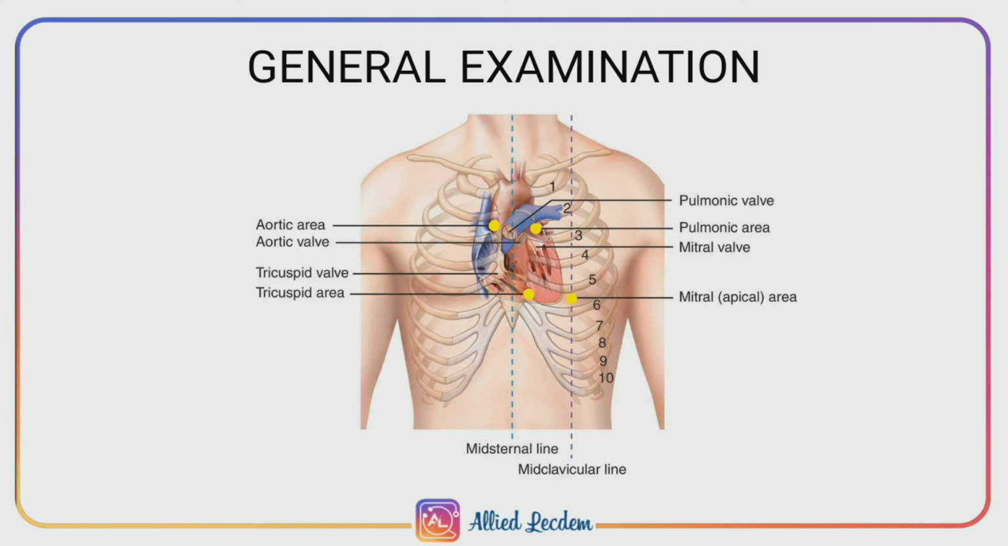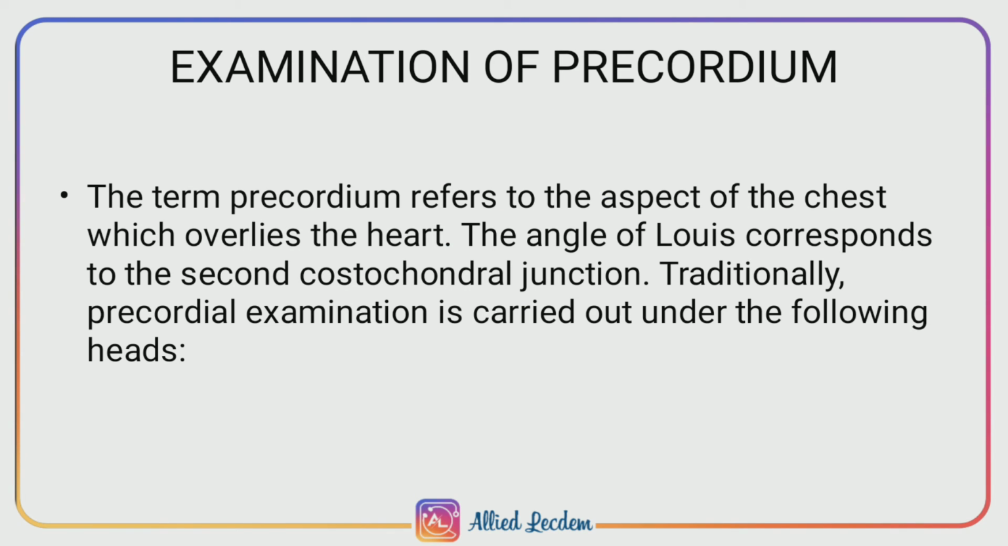General examination. Examination of precordium. The term precordium refers to the aspect of the chest which overlies the heart. The angle of Lewis corresponds to the second costochondral junction. Traditionally, the precordial examination is carried out under the following heads.